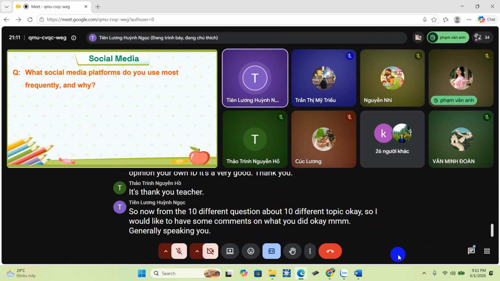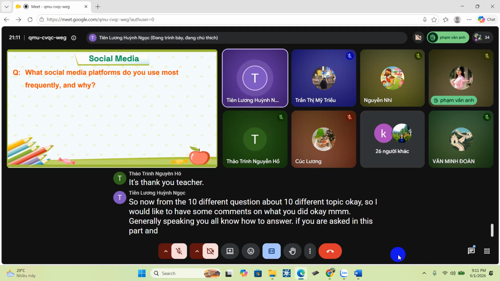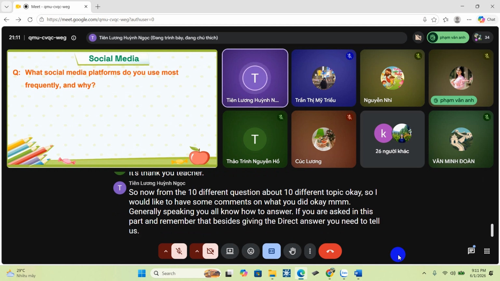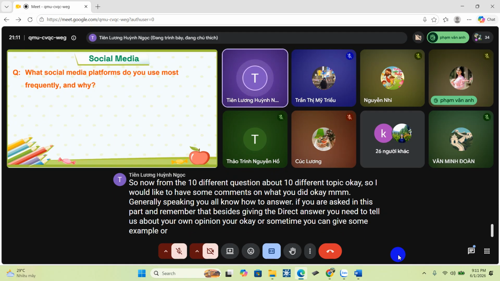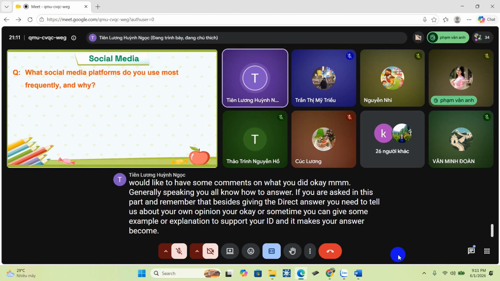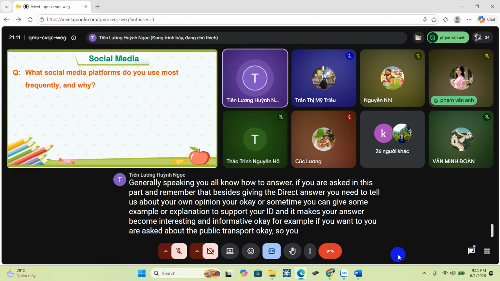Generally speaking, you all know how to answer if you are asked in this part. And remember that besides giving the direct answer, you need to tell us about your own opinion. Sometimes you can give some example or explanation to support your idea, and it makes your answer become interesting and informative.